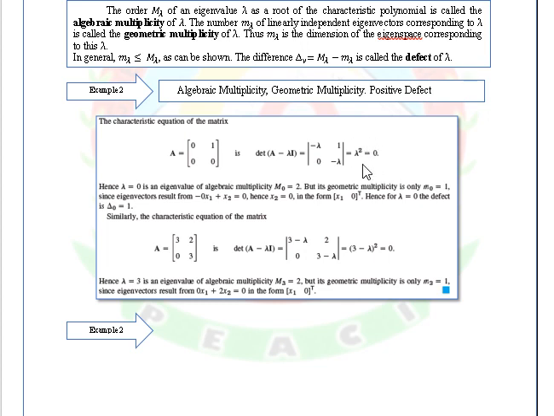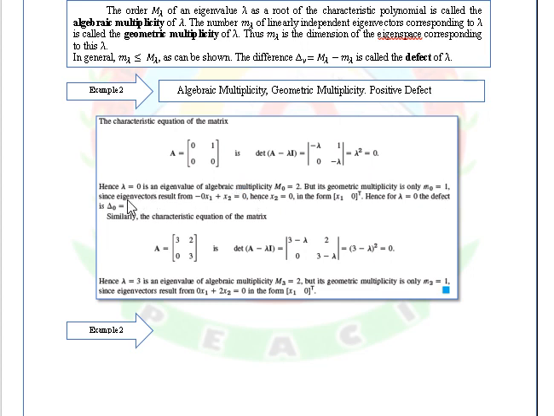So we can have lambda squared is equal to 0. Hence, the value lambda equals 0 is an eigenvalue of algebraic multiplicity m sub a equals 2. Why? Because we have two values of 0. Okay, so it has a multiplicity of 2. But its geometric multiplicity is only m sub g equals 1, of course, because we cannot use both since they have the same eigenvalue, right? So it should really be just one.